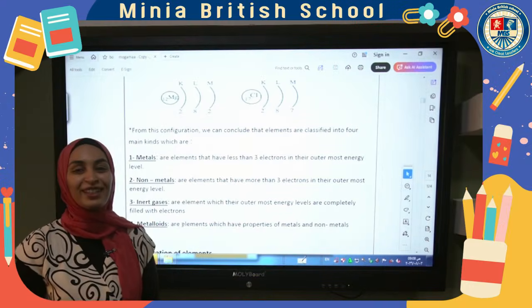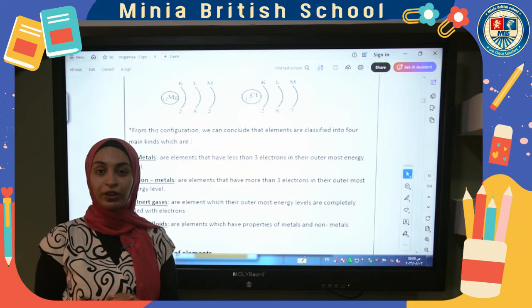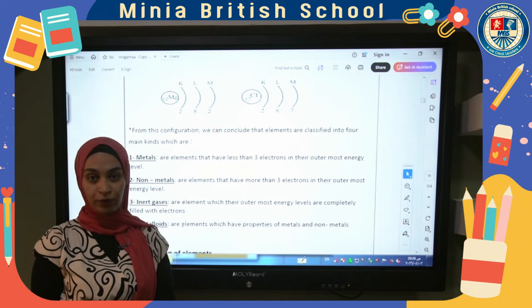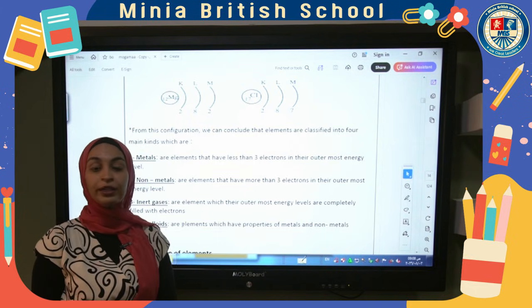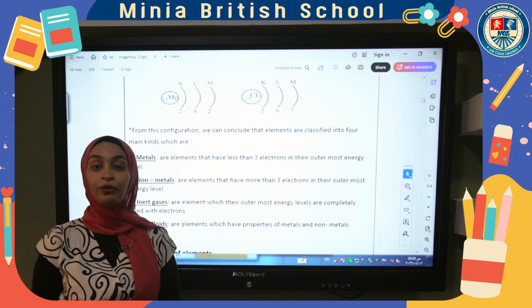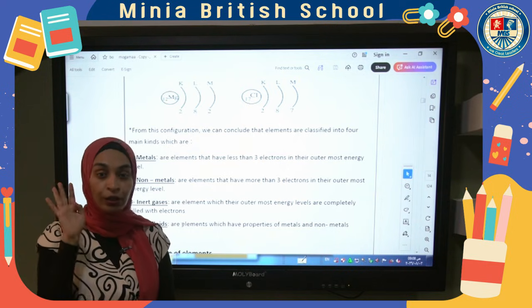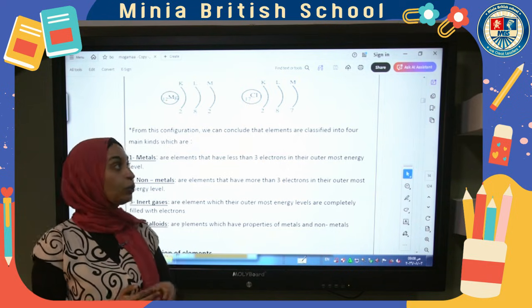Good morning, grade 7. Today we are going to start to explain lesson 2 with the title The Periodic Table. But before knowing the explanation of the periodic table and the classification of elements, we have to know that there are 4 types of elements. How many types of elements? 4. The first type is called metal.